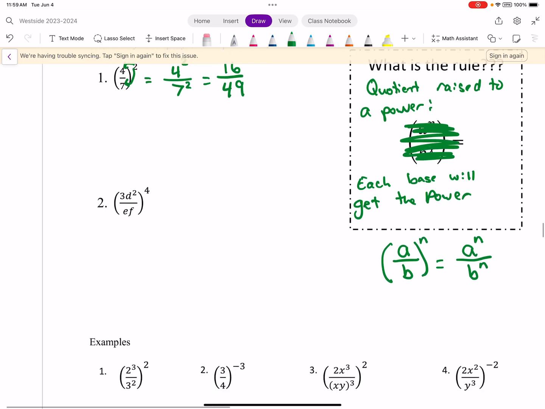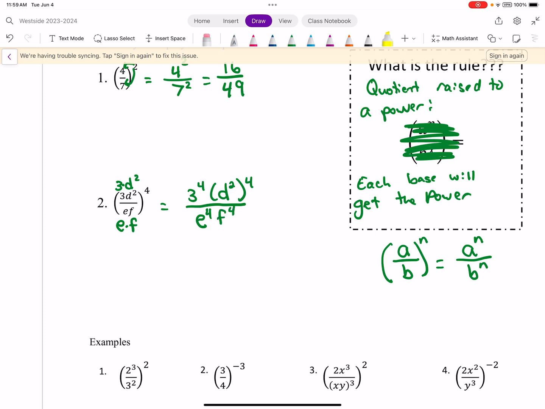This one is nice and fun. Remember that this 3d squared is a multiply. So actually this one has 4 different bases because this is also an e times f. So that 4 is going to go to all the bases. So it'd be 3 to the 4th. I'm going to go ahead and put that d squared in parentheses so I know those go together, and that's all going to go to the 4th. Then on bottom, I'm going to have e to the 4th and f to the 4th.